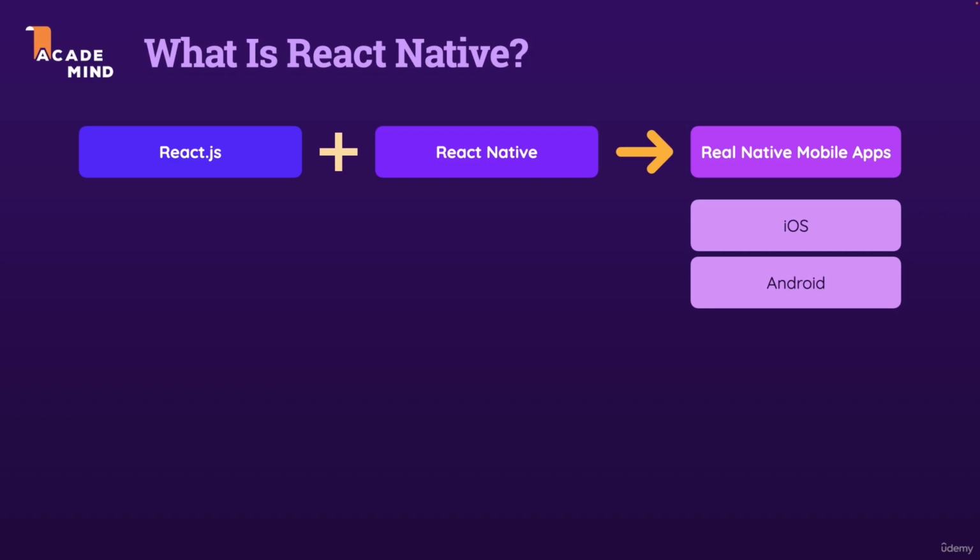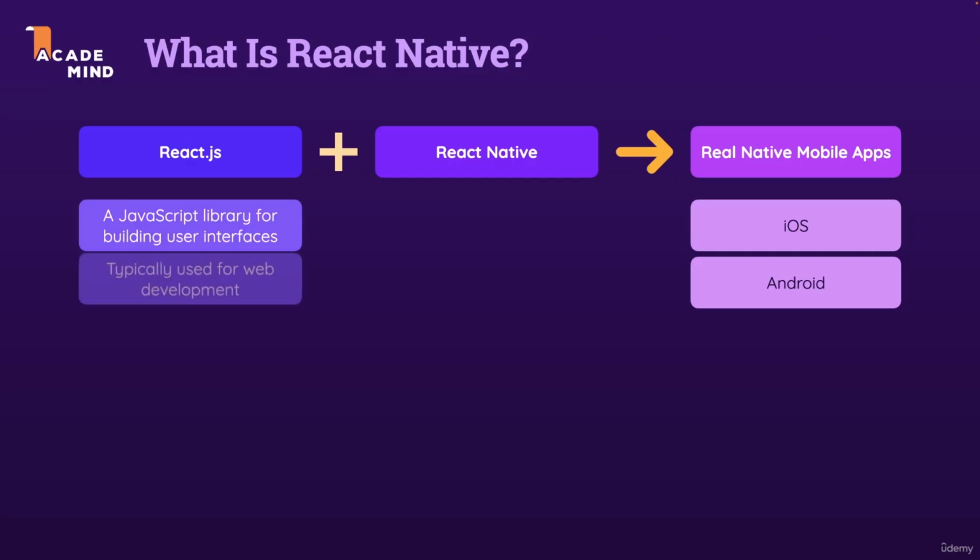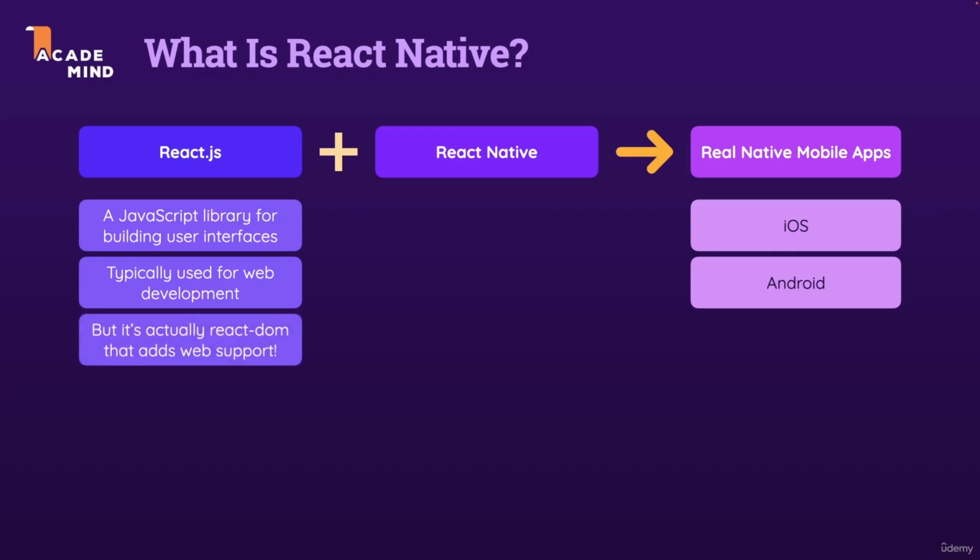Now, React.js is a library that's independent from React Native, though. React.js is a JavaScript library for building user interfaces, and it is typically used for web development. That's also the environment for which it was first created. But if you worked with React.js, you might know that there's actually another library, the React DOM library, that adds the actual web support.